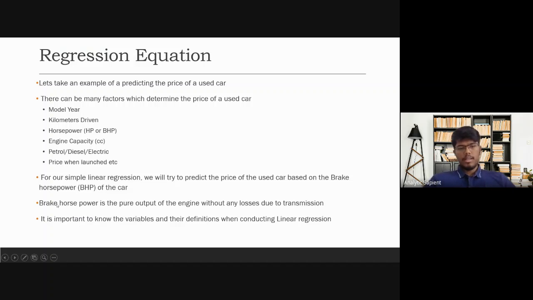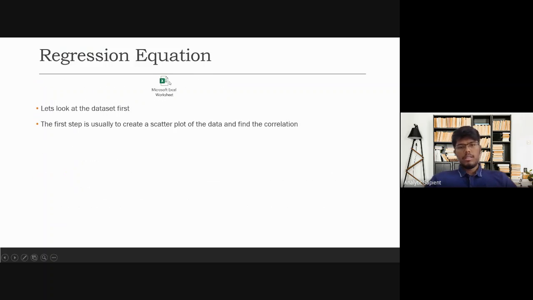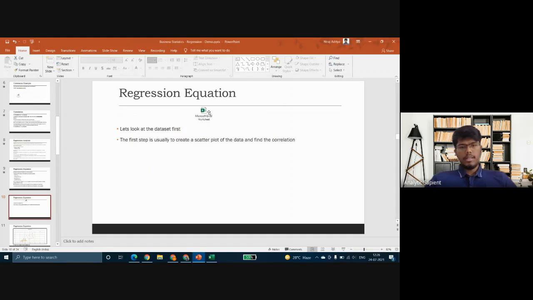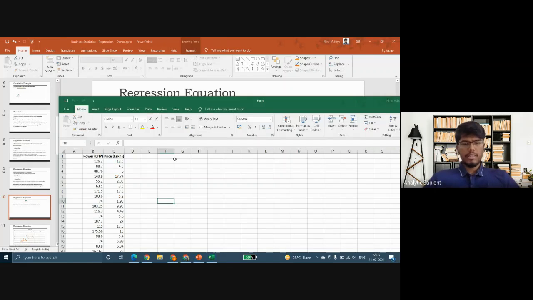I explained this because it is important to know what kind of variables you are choosing in determining the price of a used car. It is always important to understand the definitions of your variables. Let's take a look at the data set that we have. This I have also taken from Kaggle.